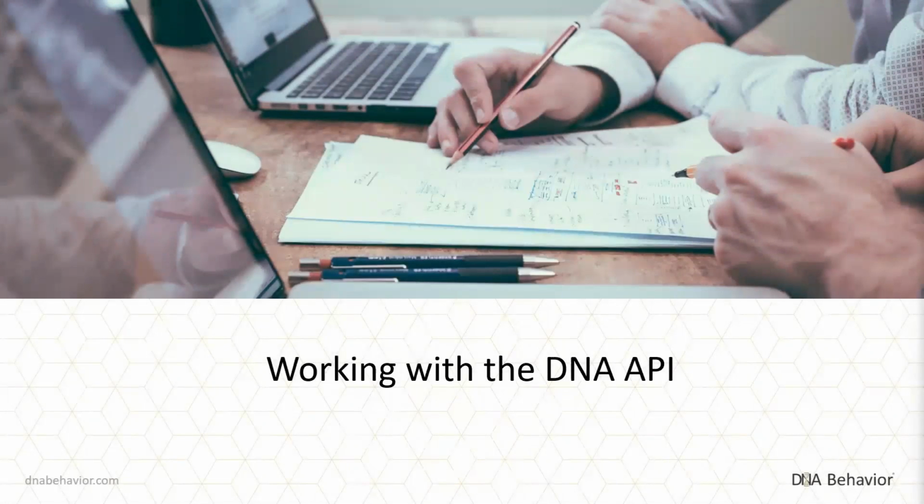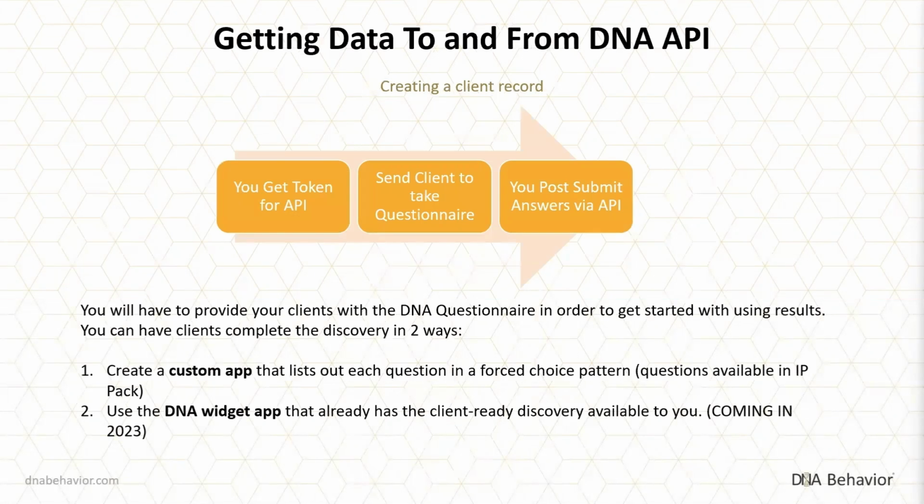Working with the DNA API. To get data to and from the API, you're going to create client records. Then you're going to ask your client to take a questionnaire. Right now, you are building a custom app that has each of the questions and forces your client to choose between those questions, most like me and least like me. And then you're going to send those answers to us as a post.